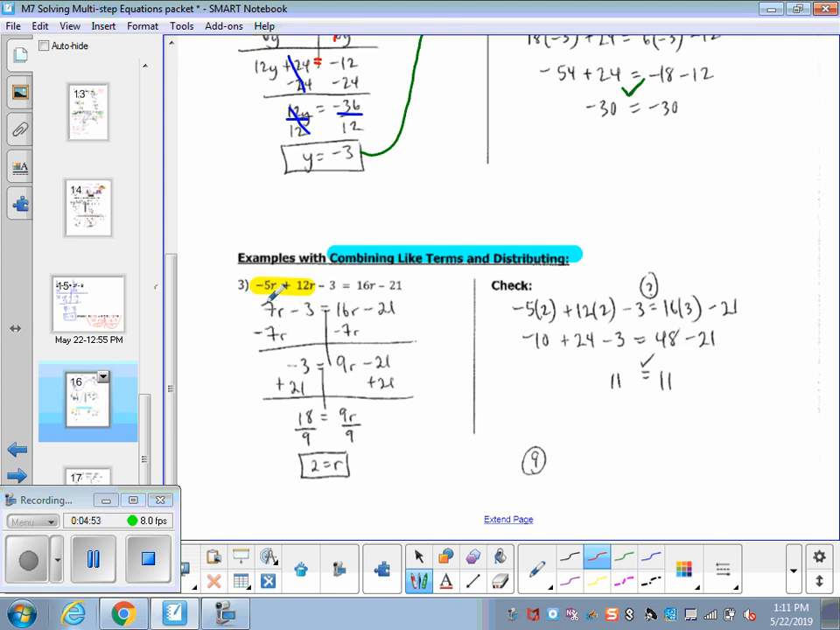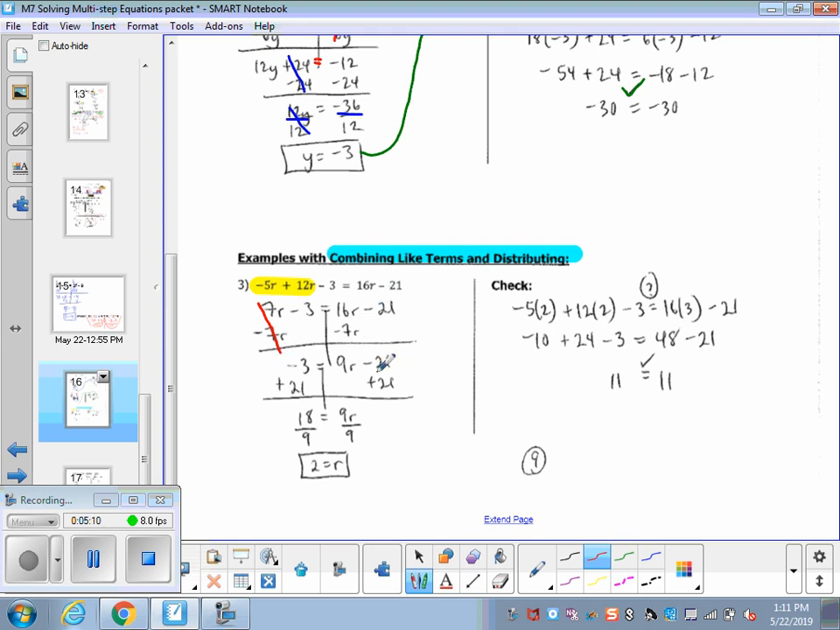7 is smaller. Since it's a positive 7r, we're going to do the opposite and subtract on both sides so it cancels out. Notice I just bring down the negative 3 in my work. And on this side, 16r minus 7r is 9r. Over here, we just bring down the negative 21.